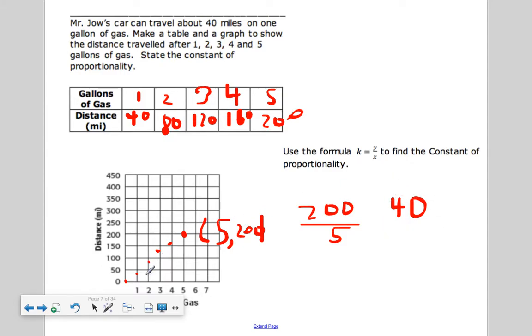Let's look at another one. For example, let's try this one. This one is 2, 80. That's the ordered pair. That's how you read this. We can also look at the table right here. It's 2, 80 right there. So if you write it as a ratio of y over x, 80 over 2, it will also be 40.